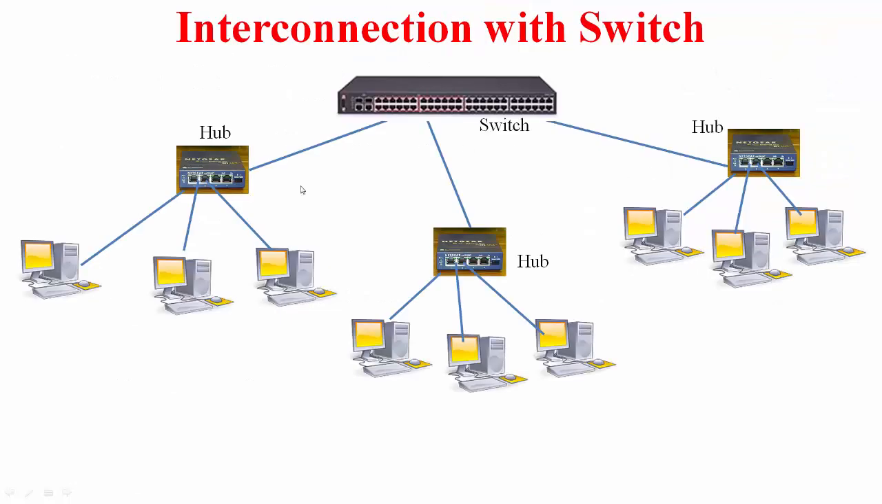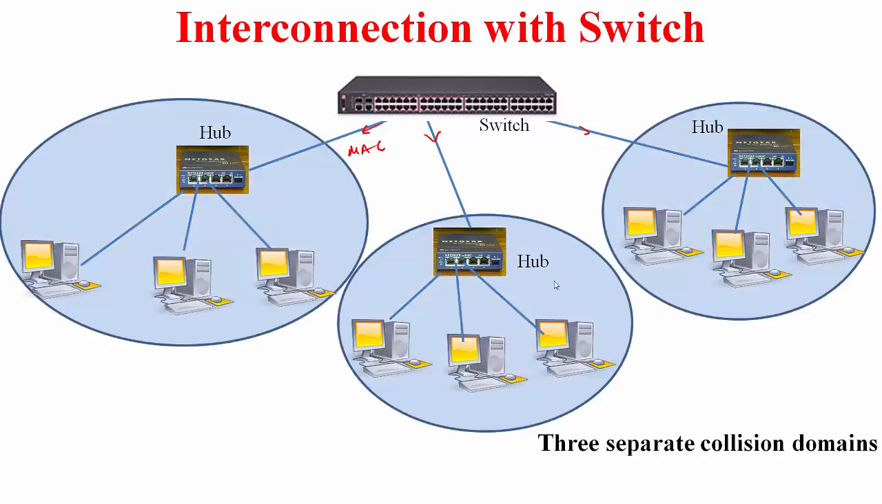So here is interconnection with the switch. Notice that there are 3 hubs which are connected to a switch, and remember that a switch on each of these interfaces is going to run a media access control and it isolates these. Given that, how many collision domains does this particular topology have? That's right, 3 separate collision domains.